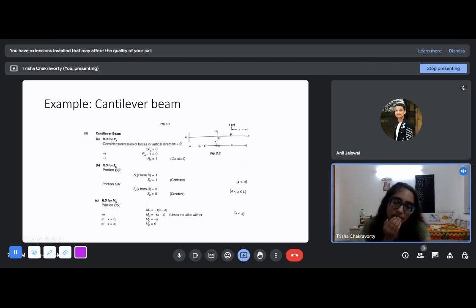We will take a section XX here at distance A from this point, and we will look at the ILD of shear force and bending moment. And here when we are taking the ILD for RA, we will consider the summation of forces in the vertical direction. So RA will always be 1.